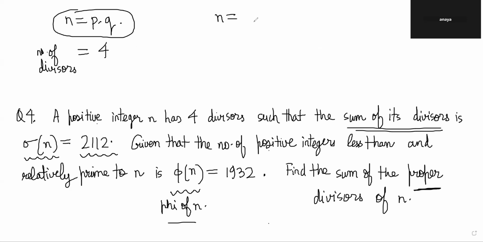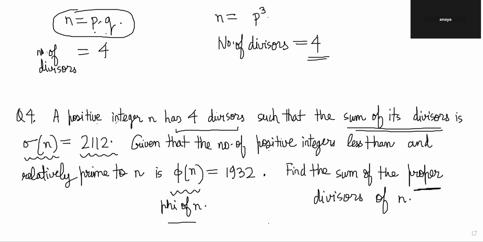N could also be, by the way, like this: p to the power 3. Here also the number of divisors is 4, 3 plus 1. So if there is only one prime factor, it has to be p cubed. If there are two prime factors, it has to be like this, p into q. It cannot have three prime factors. So these are the two ways in which n could have been.